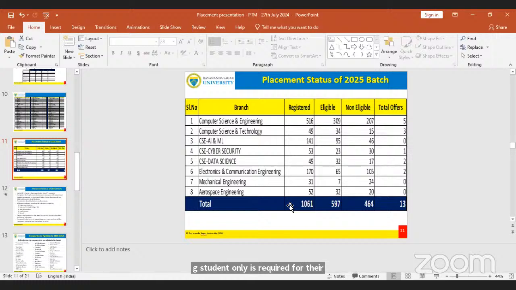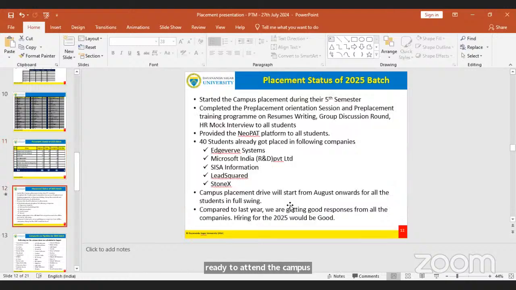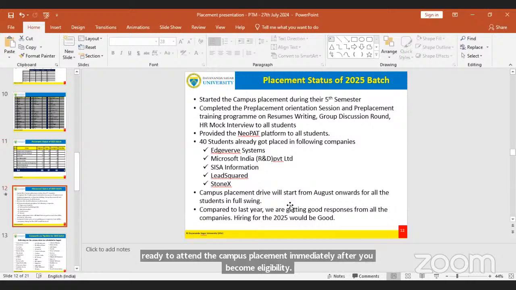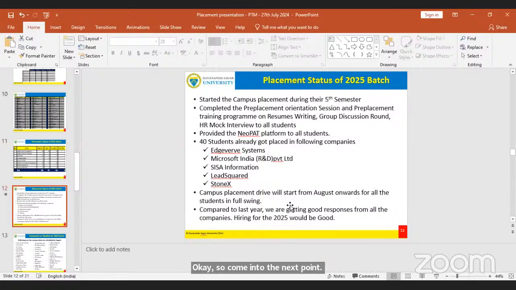So please see that all the students who are having backlogs ensure that you clear all the papers in this term only, and get ready to attend the campus placement immediately after you become eligible. Okay, so coming to the next point, as we said, the placement is started in the 5th semester.